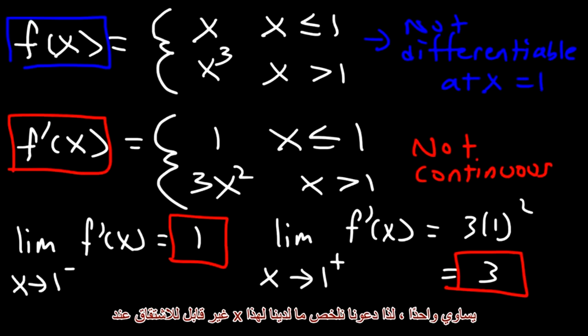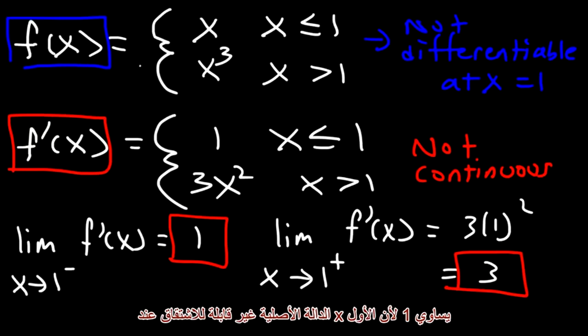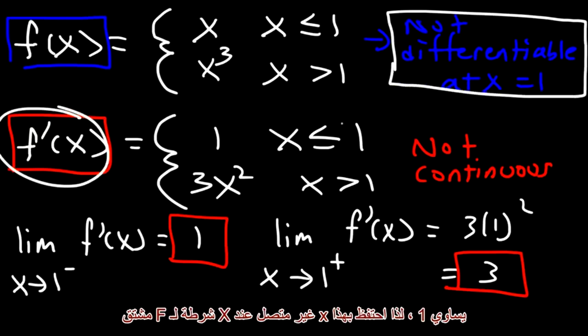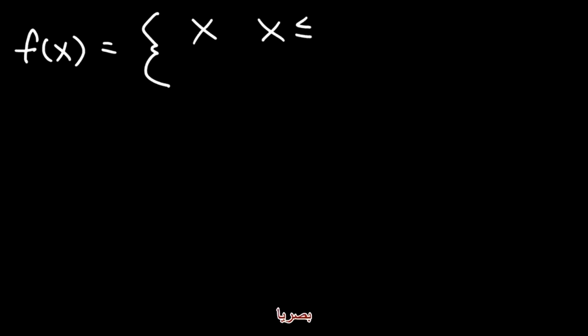So let's summarize what we have for this problem. The original function is continuous at x equals 1, but the original function is not differentiable at x equals 1 because the first derivative, f prime of x, is not continuous at x equals 1. So keep this in mind. Differentiability describes the continuity of the first derivative. Now let's go ahead and graph the piecewise function so we could see the answer visually.